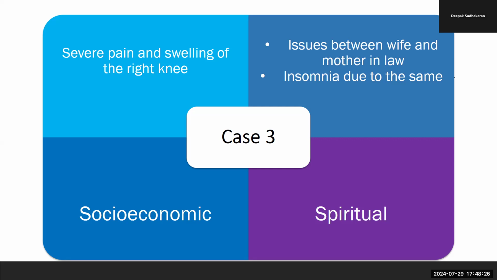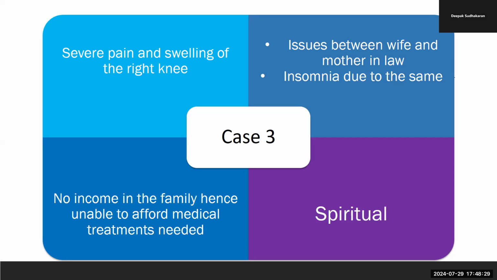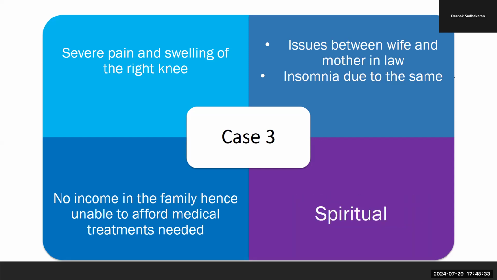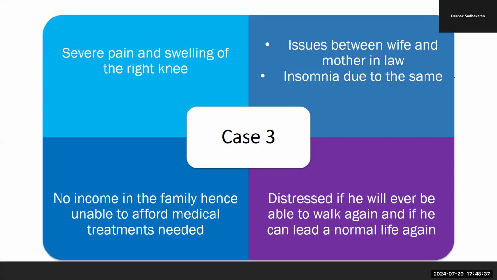Next slide. So no income in the family, hence unable to afford medical treatments needed. Next slide. And he is distressed if he'll ever be able to walk again, if he can lead a normal life again.